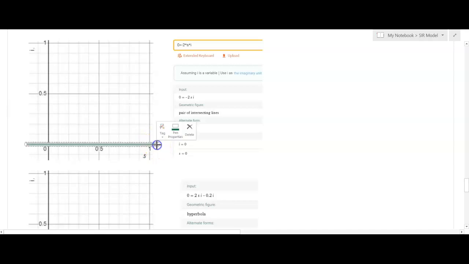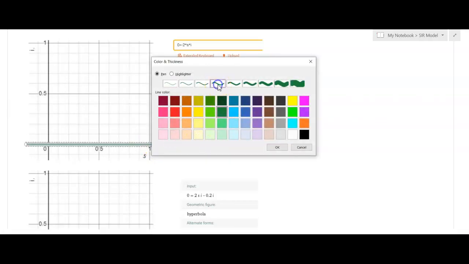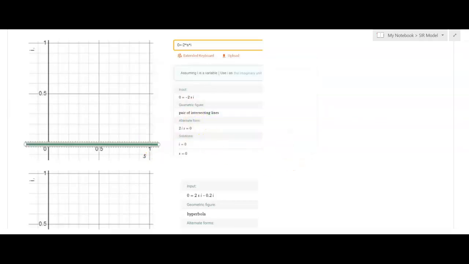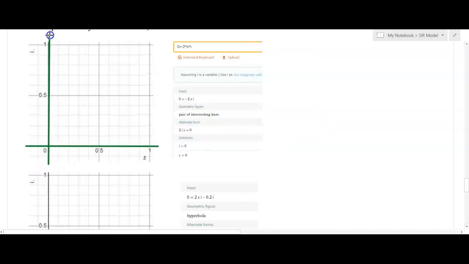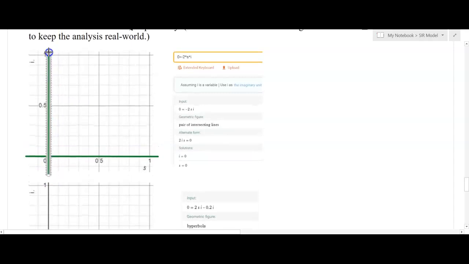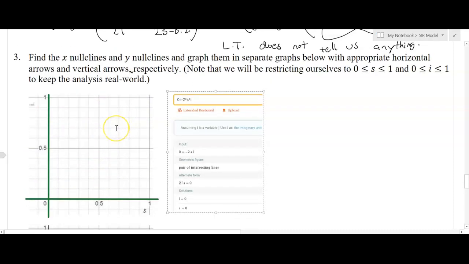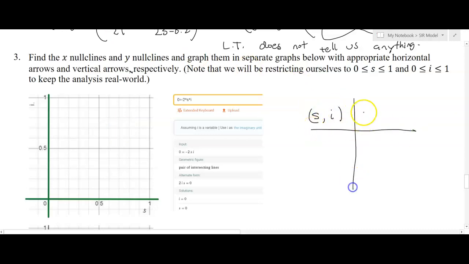And we can go ahead and make this just a little bolder. All right, there we go. And now we'll do the same thing for S equals 0, which is a vertical line. And you can see these nullclines just broke up the plane into 4 quadrants, the first, second, third, and fourth. We're only focusing on this one. So we're just going to pick one test point in that region, one pair S, I, and calculate the sign of dS/dt in that quadrant.